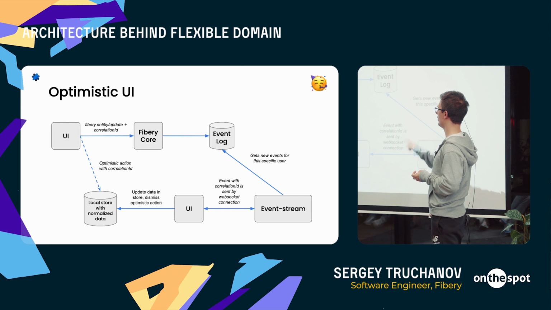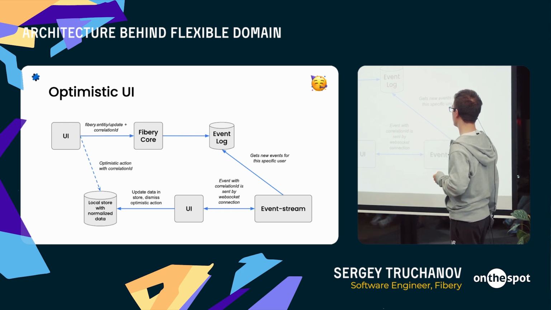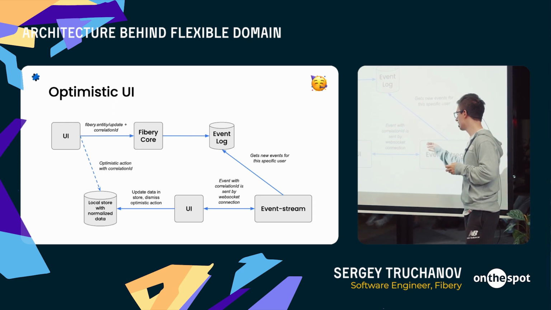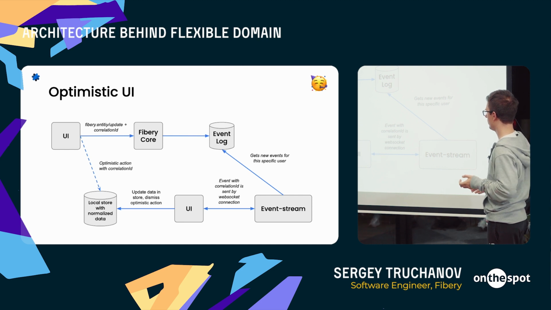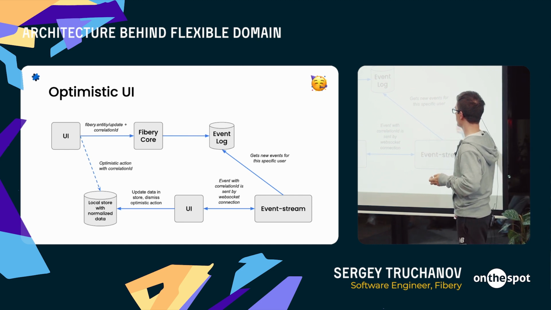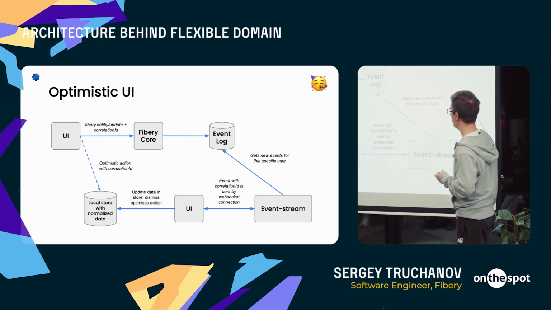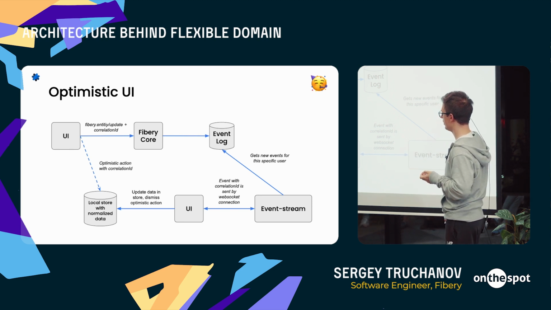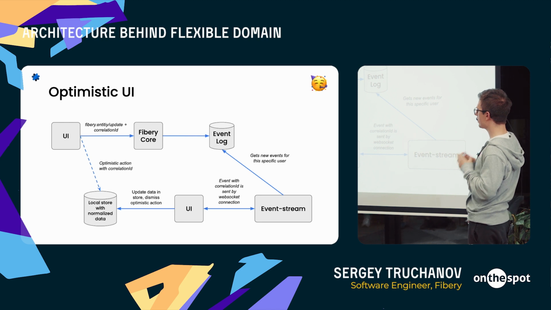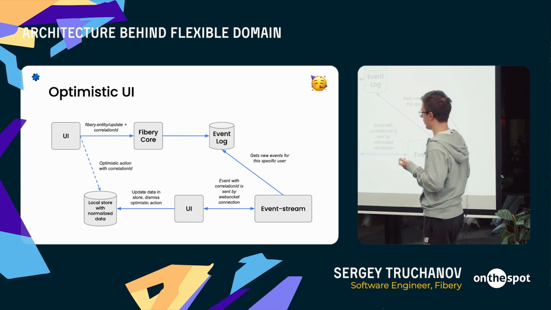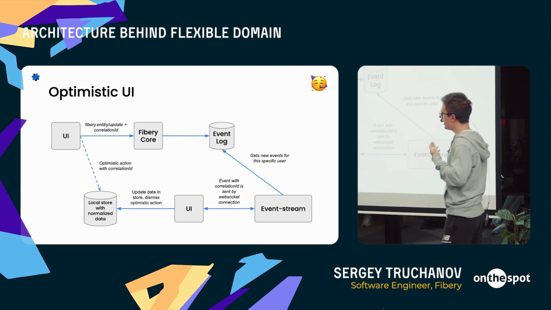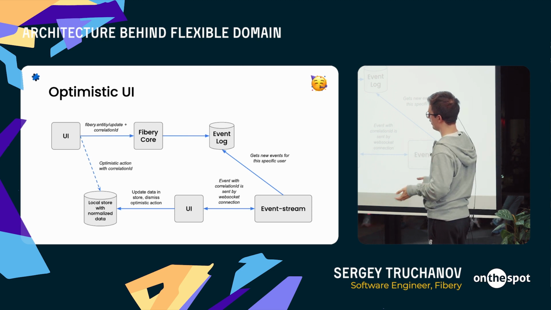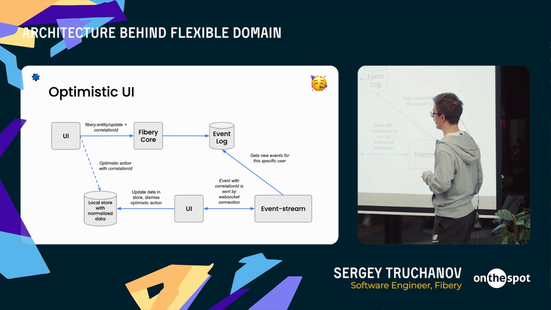At the same time, the command goes to Fibery core, and then it's stored in the event log. Then there is an event stream service, whose responsibility is to handle a WebSocket connection with the UI. It just streams new events from the event log to the user interface. Eventually, an event with the same correlation ID will be streamed to the user interface. In that event handling logic, we do two things. We update data in the store itself, and we also dismiss the optimistic action. So the store will have the same data as the backend.